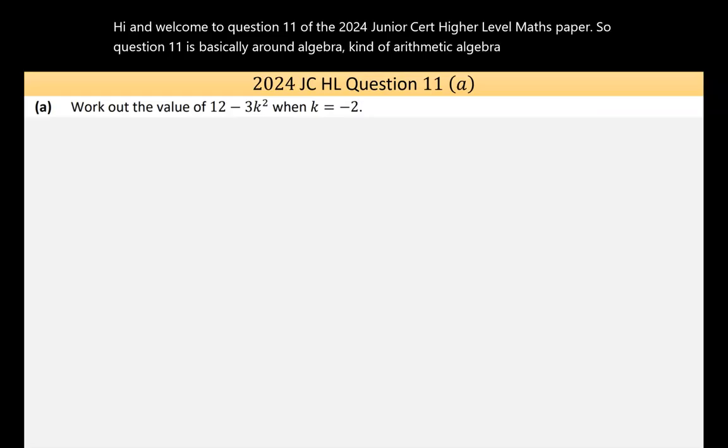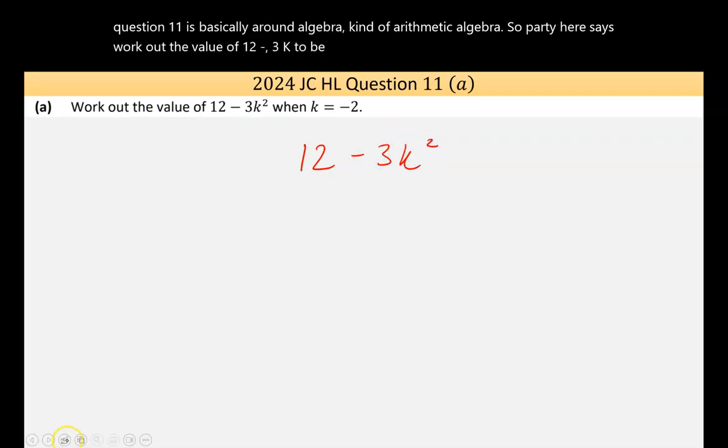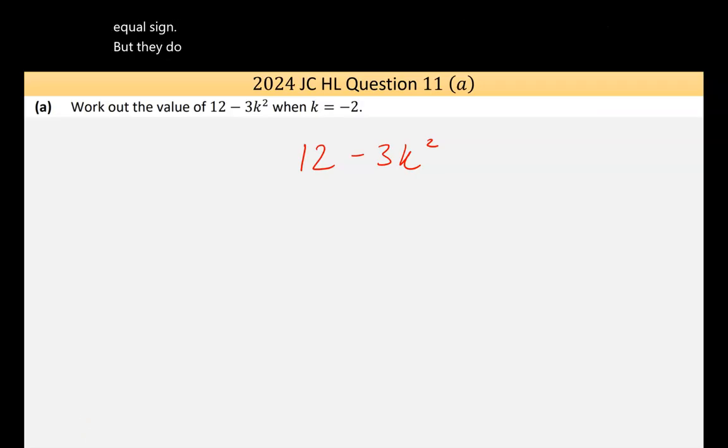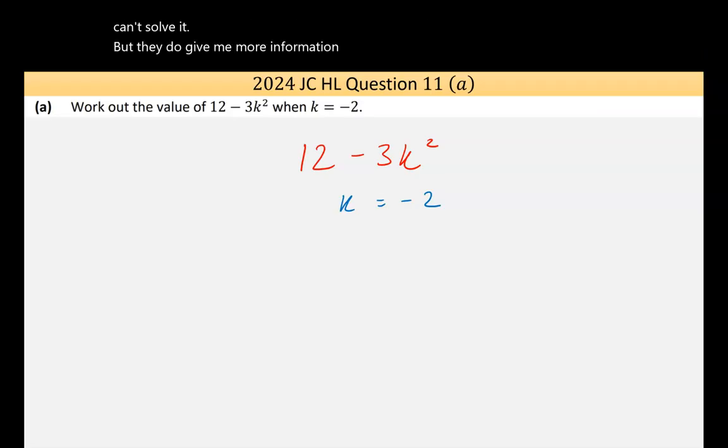So part A here says work out the value of (12 - 3k)² when k is equal to -2. Now, that's not an equation. There's no equal sign. So the trick here is to go, well, look, this is not an equation. I can't solve it. But they do give me more information, so I can evaluate it.